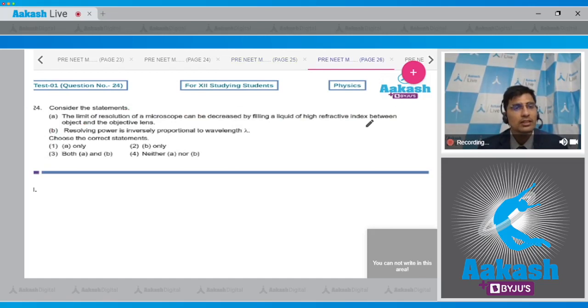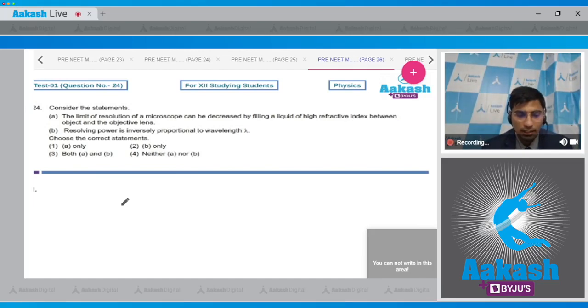In question 24, consider the statements. A, the limit of resolution of a microscope can be decreased by filling a liquid of high refractive index between the object and the objective lens. B, resolving power is inversely proportional to the wavelength lambda. The student, we have to choose the correct statement, and the four options are A only, B only, both A and B, and neither A nor B.